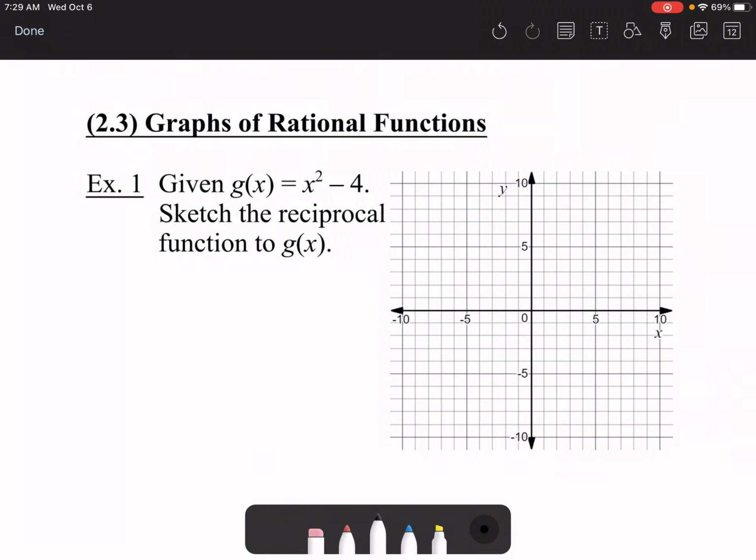Hello and welcome to lesson 2.3, Graphs of Rational Functions. Today we're going to review what a rational function is and how to draw it. So first of all, we're going to talk about reciprocal functions.